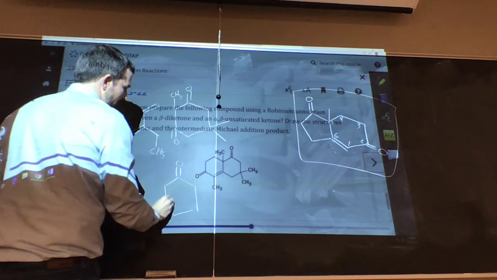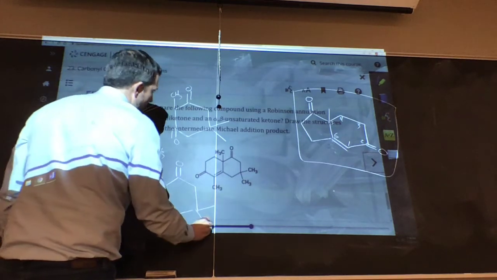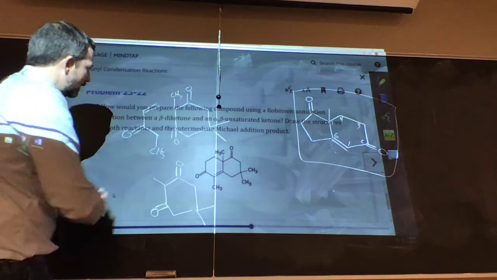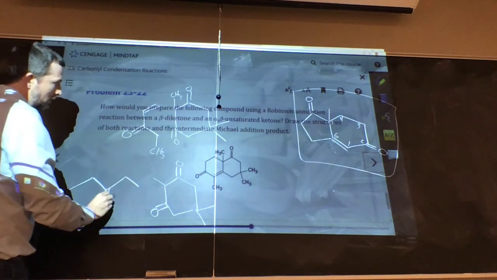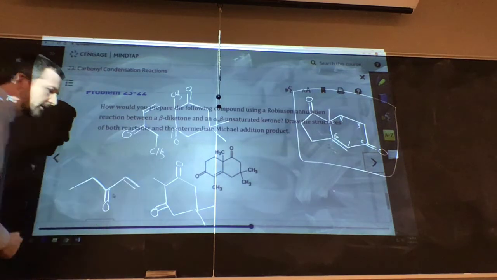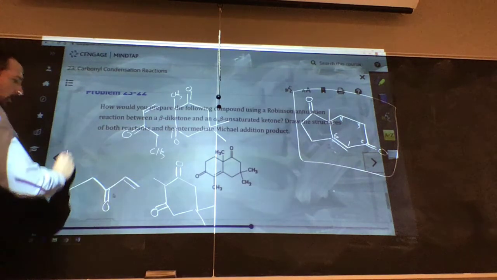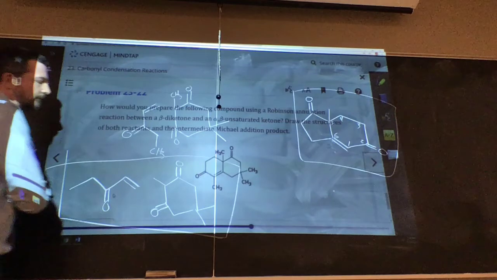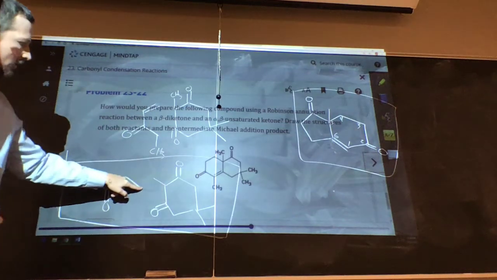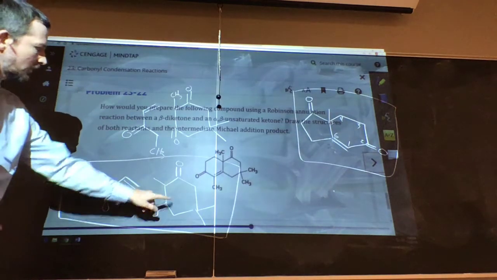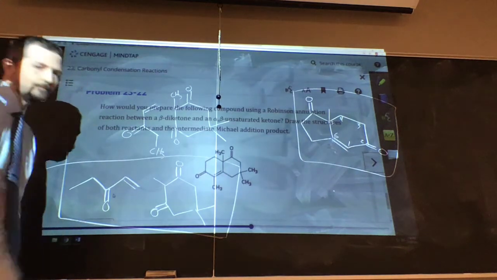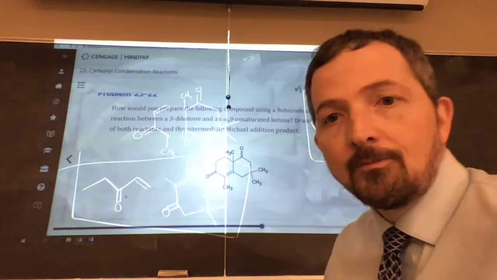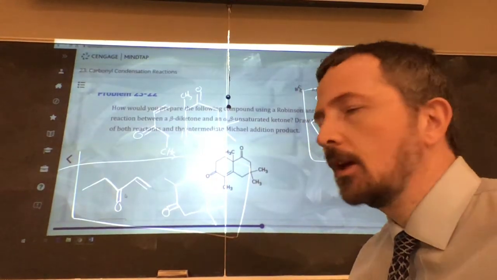I'd have C double bond O, C double bond O, with a methyl group in between. This would be 5 carbons. The double bond there. There are my 2 compounds. So Michael addition, then intramolecular aldol reaction. Okay. So that is the Robinson annulation reaction.